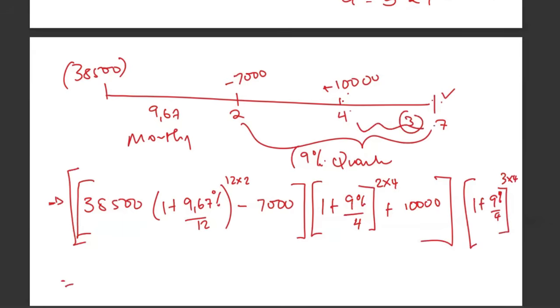So if I can punch all this in the calculator while respecting the brackets, I should be able to get the answer. Like I said, alternatively, go bit by bit, break down the answers and get what you need to get. So 38,500 into 1 plus 9.67%. I'm dividing this by 12. Okay, we're saying to the exponent of, I'll say 24 rather. We are subtracting a 7,000. I'll close that bracket, open another bracket.